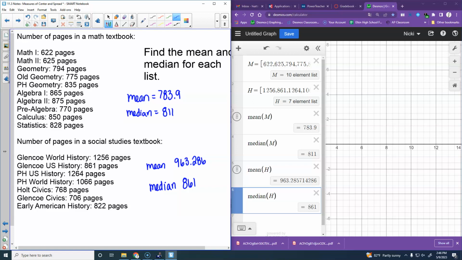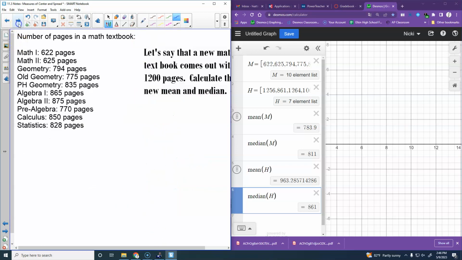I got 963.286. There may be one number you got. 861. Okay, that's what I got as well. Yeah, so Lexi, you may have just one number a little bit off. Okay, so these are our mean and our median. Let's talk about what's going to happen.